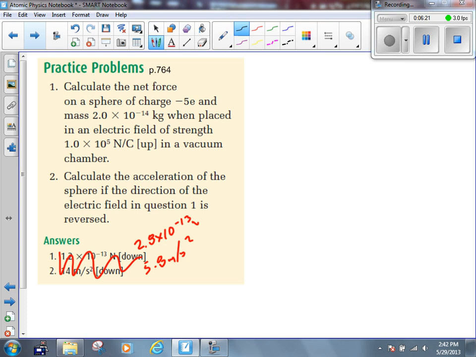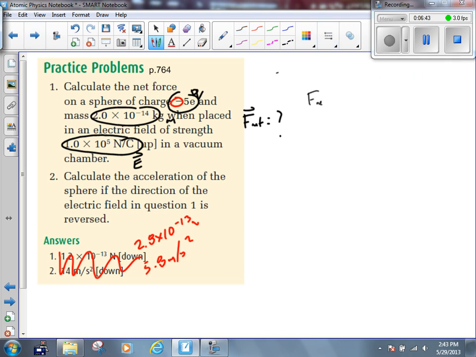The net force on a sphere that has a charge of minus 5e. There's the big thing right there. It's minus 5 times the elementary charge. Let's write that down as our charge. This is our mass. This is our electric field. We want to find the net force.